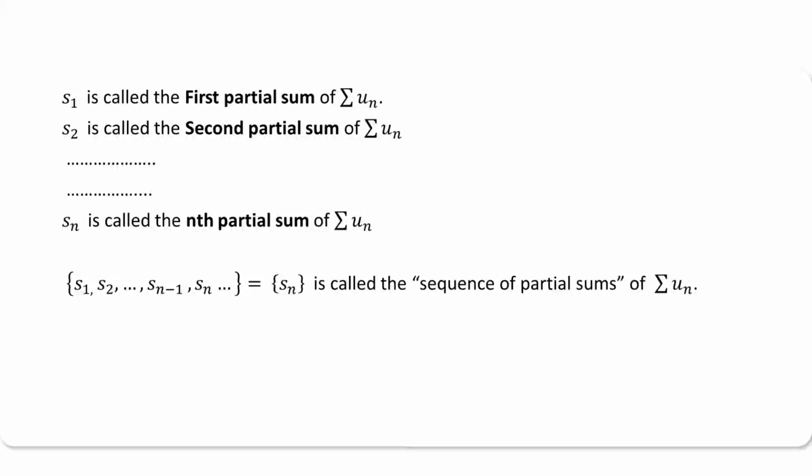Now s1 is called the first partial sum of summation un. s2 is called the second partial sum of summation un, etc. sn is called the nth partial sum of summation un. Now we write all the terms s1, s2, s3, etc., sn, and this is denoted by the sequence sn. It is called the sequence of partial sums of summation un.